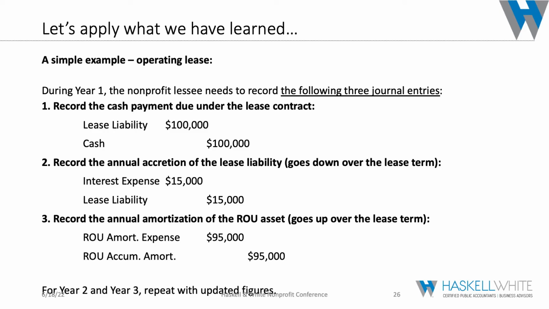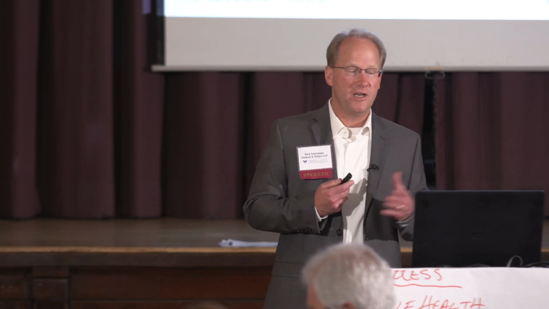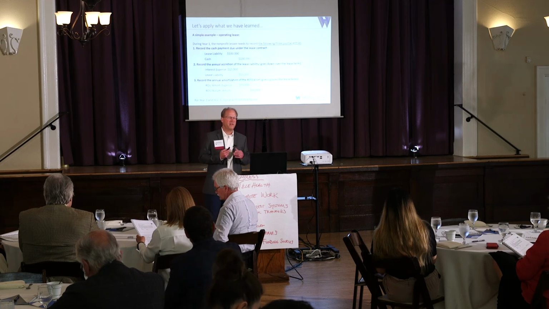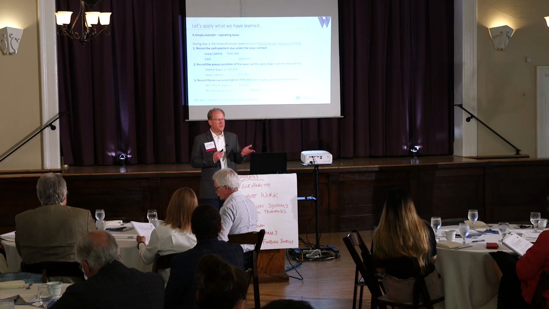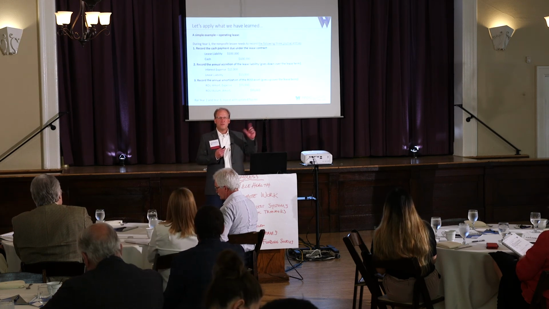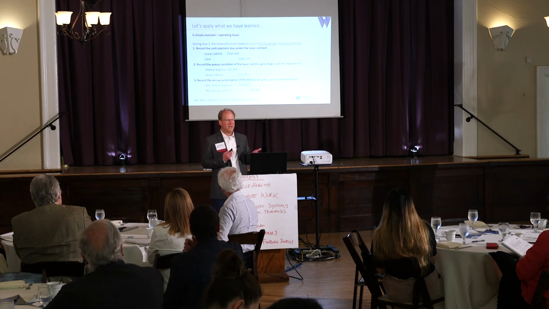Journal entry number 3 is to deal with the asset that's on our books. So I have to amortize that asset. And I'm going to amortize it, in this case, at $95,000. That's a debit to expense. And again, credit the asset or credit the accumulated amortization account, just like you would a fixed asset. Now, the interesting thing with the journal entry number 3, we're so used to straight line depreciation with assets, right? That's not what we're doing with this ROU asset.